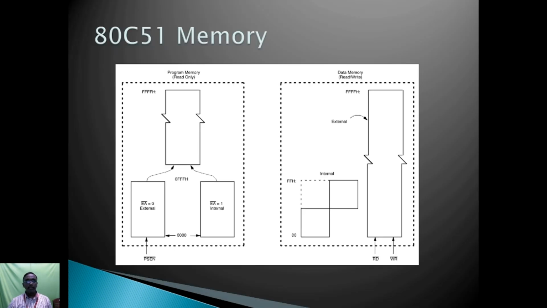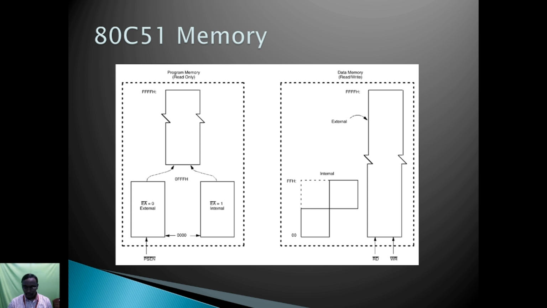Next one is memory. There are two memories. I already discussed the memory, that is program memory. Program memory is read-only memory. Data memory is read and write access memory. So these are the two types of memories in a microcontroller. One is program memory, which is only readable. Another one is data memory, which is read and write memory. This is the corresponding figure showing PSEN. PSEN is enabling or disabling the external memory.